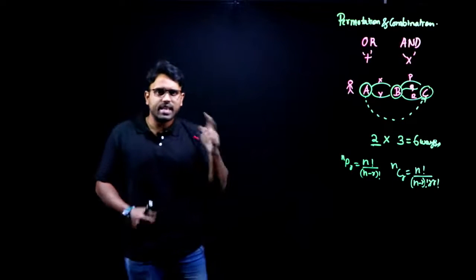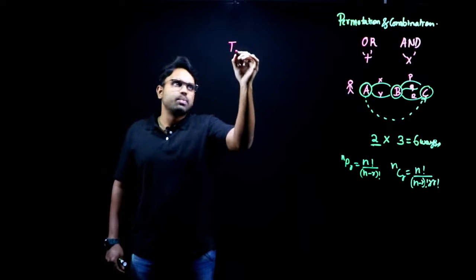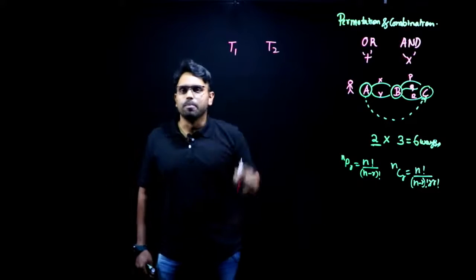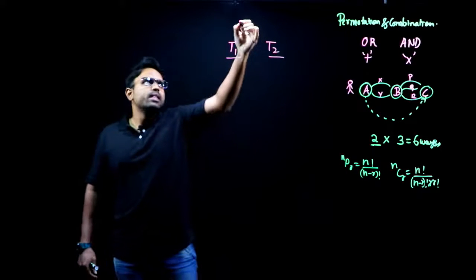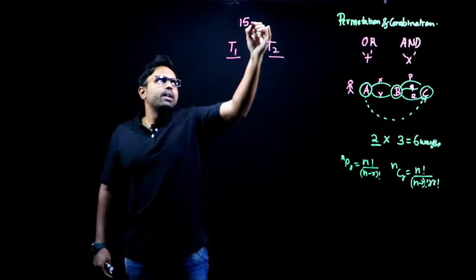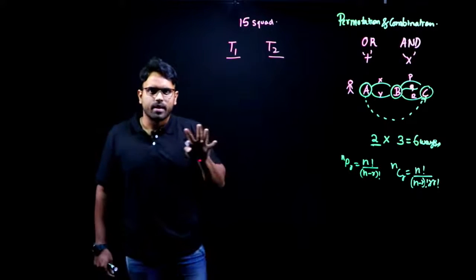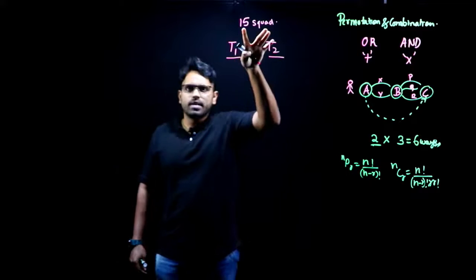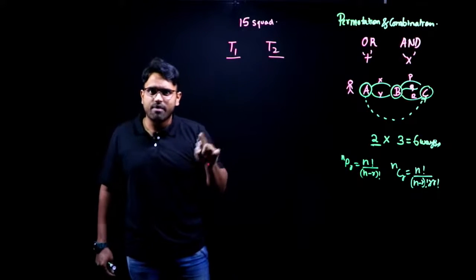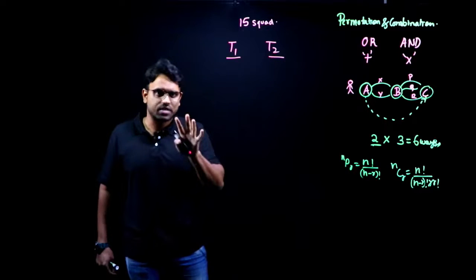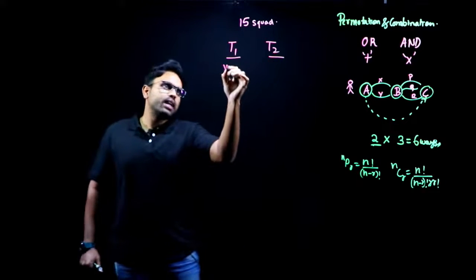Let's say there are two cricket teams to be formed. One has to be team 1 and the other one has to be team 2. There are 15 people in a squad, but 11 will play, and there will be 4 extras. Now, let's say for team 1, I had to select Yuvraj.